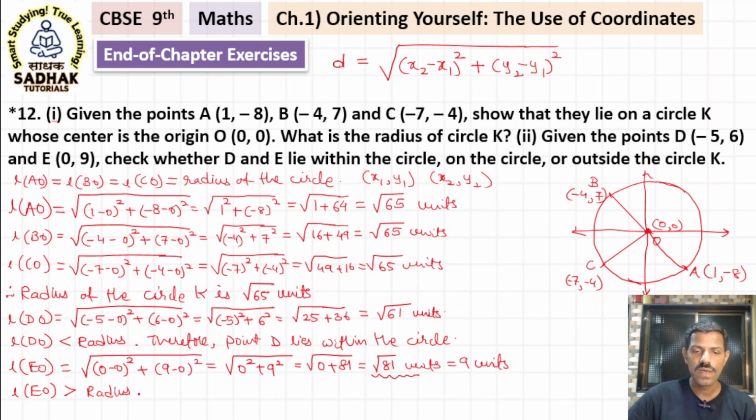So therefore this point E lies outside the circle K. So that is the answer of this question number 12.